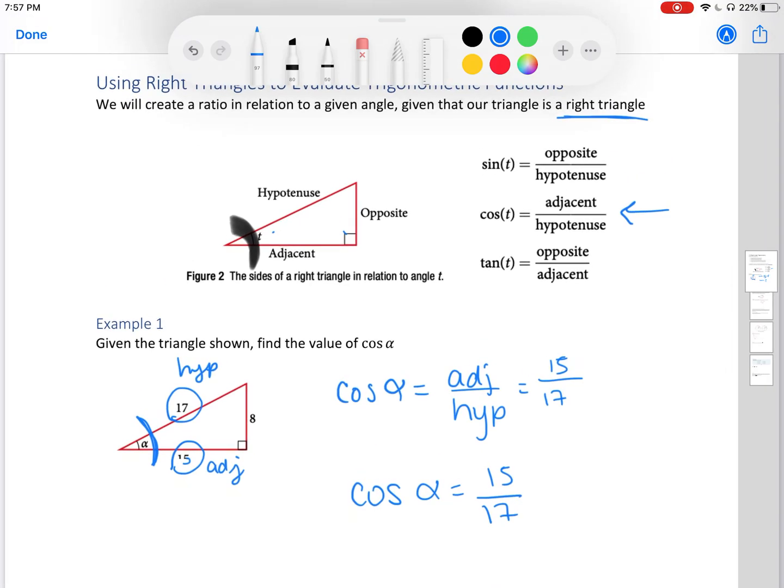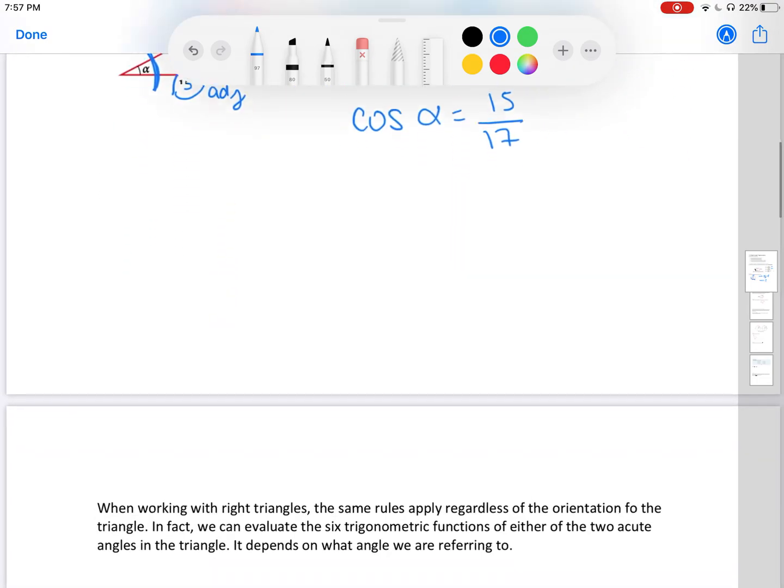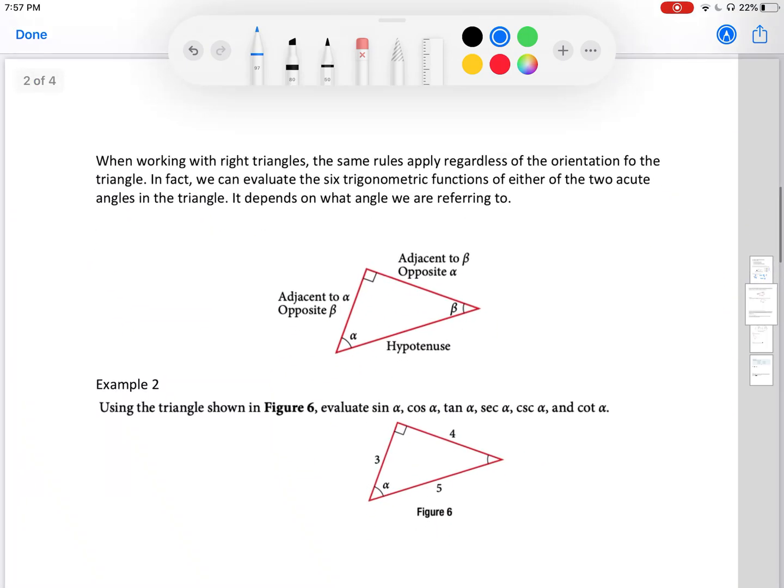And I should have read these out. Sine of t is opposite divided by hypotenuse. Cosine of t is adjacent divided by hypotenuse. And tangent is opposite divided by adjacent. When working with right triangles, the same rules apply regardless of the orientation of the triangle. In fact, we can evaluate the 6 trigonometric functions of either of the 2 acute angles in the triangle. It depends on what angle we're referring to.